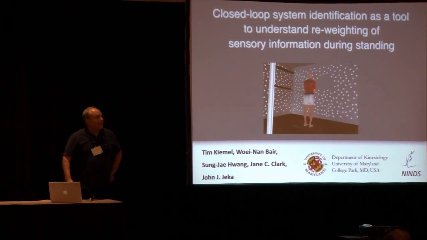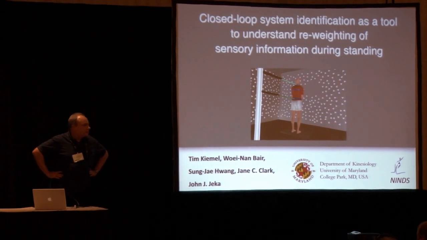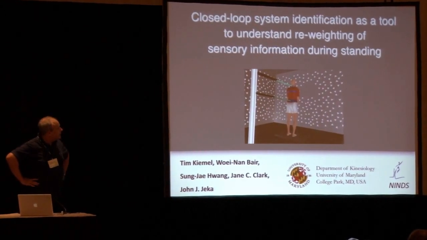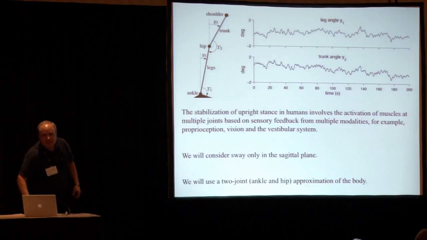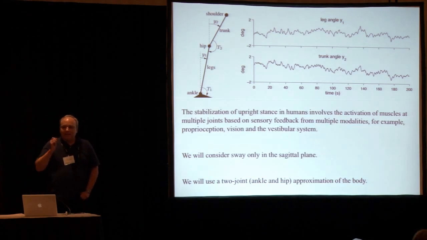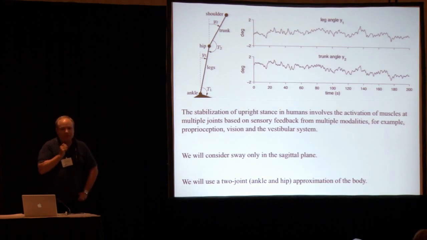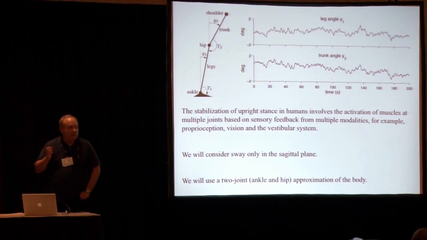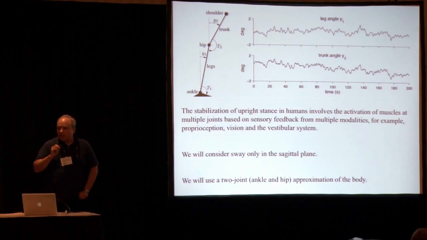So the work I'm going to talk about today was done with Woei-Nan Bair, Sung-Jae Hwang, Jane Clark, and John Jeka at the University of Maryland. And it concerns how the nervous system activates muscles at multiple joints in order to stabilize upright stance. And it does so by using sensory information, as we just saw, from proprioception, vision, and the vestibular system. And everything today will be in the sagittal plane. And I'm going to use a two-joint ankle and hip model of the body.